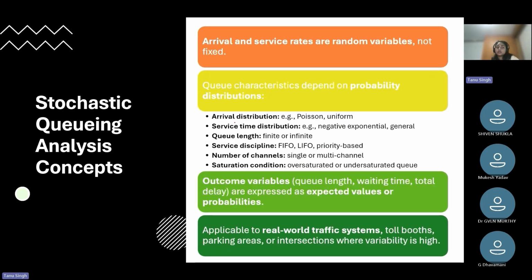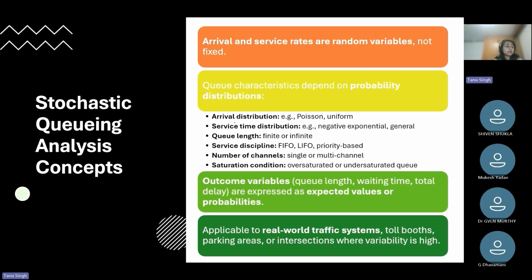Now coming to the stochastic queuing analysis concept. Here both the arrival and service rates are random. These are not fixed, so the queue depends upon the probability distribution. So here we assume different distributions to do the analysis. For example, arrival might follow a Poisson distribution, and service rate might follow an exponential distribution.